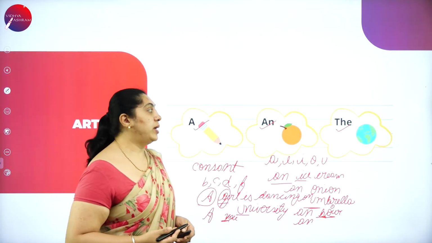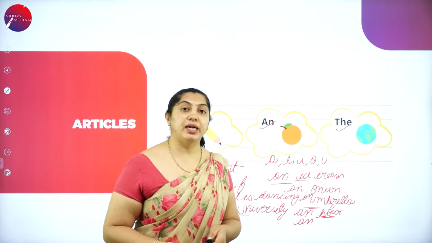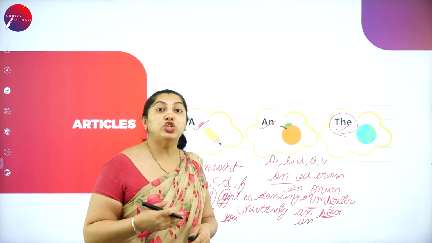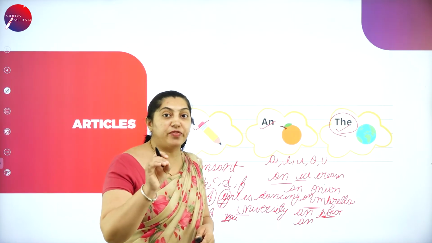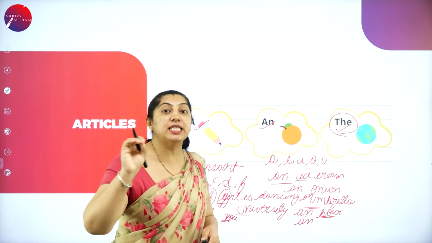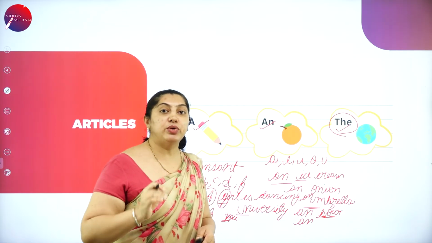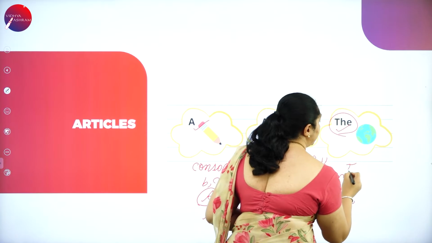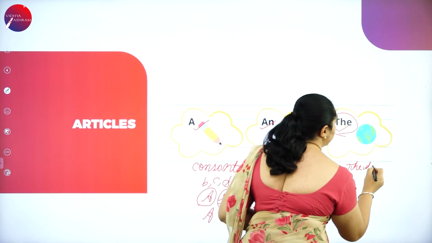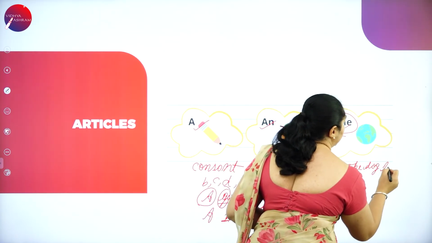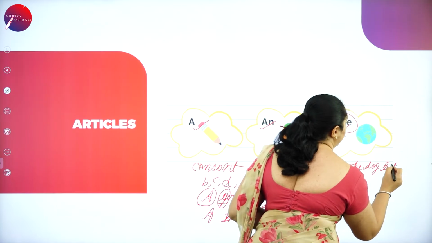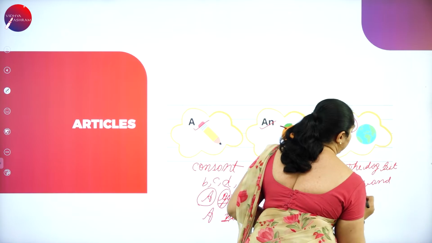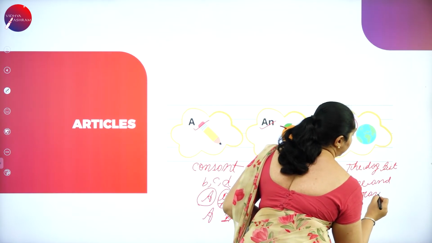Moving on to the next one, that is the definite article the. The is used before a noun to specify something. When I'm specifying or when I'm exactly saying this is the thing that has happened, then we use the article the here. For example, the dog bit me and ran away.